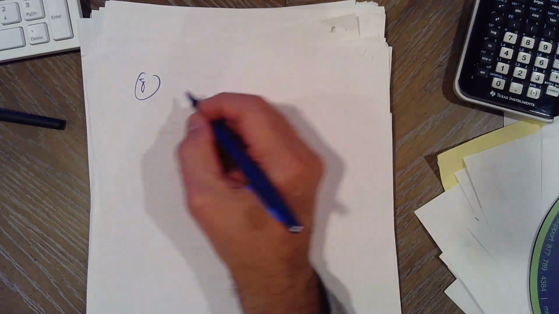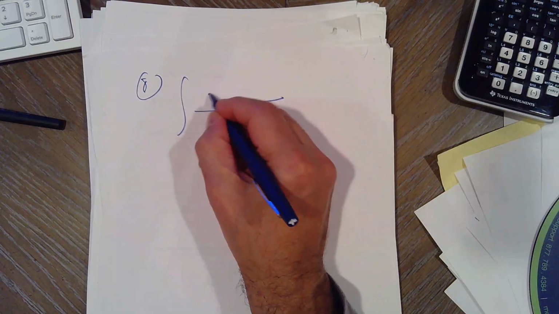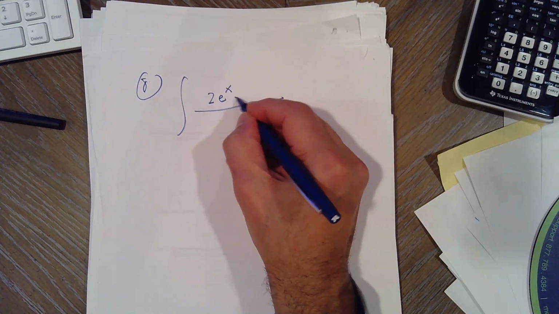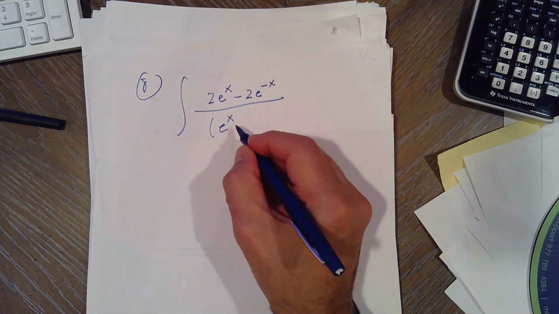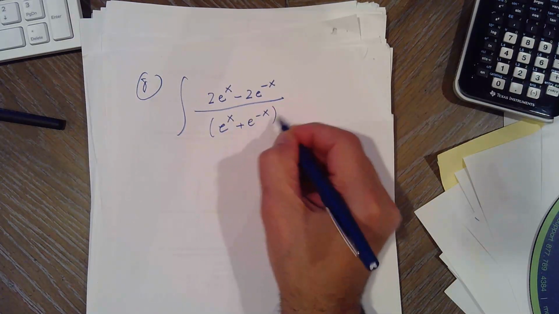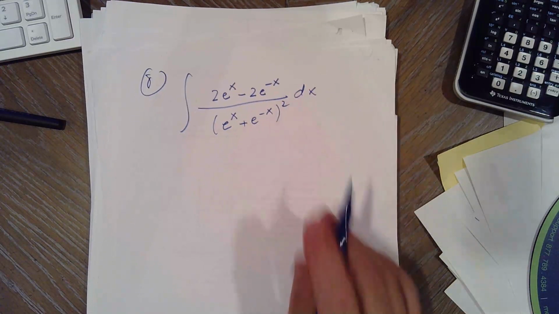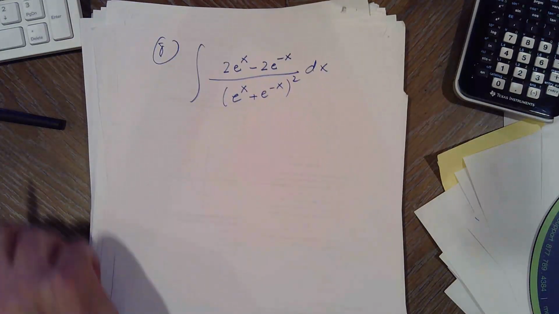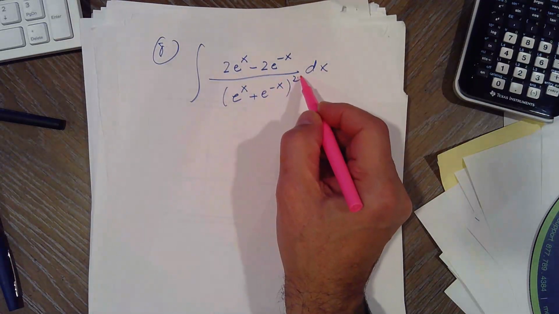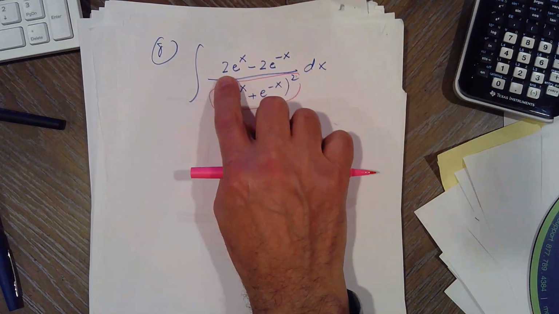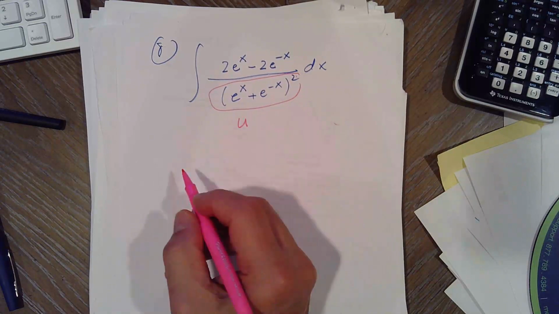Okay, next one, the integral of (2e^x minus 2e^(-x)) over (e^x plus e^(-x)) squared dx. So it looks like we're going to let u equal the bottom and see what happens, because that's going to give me a 2, so let's hope this is going to work.